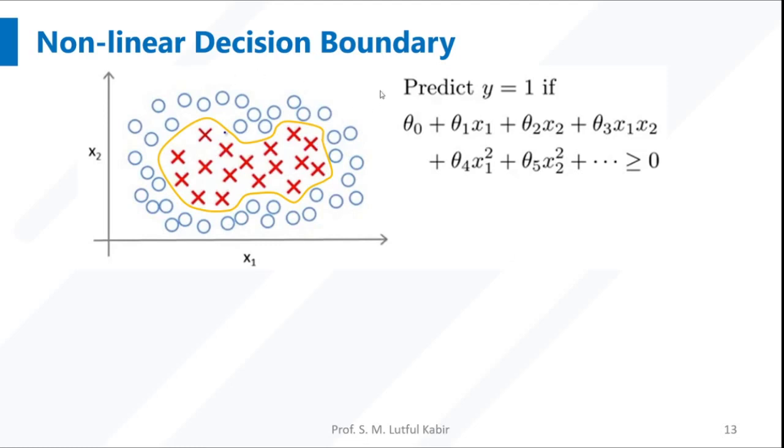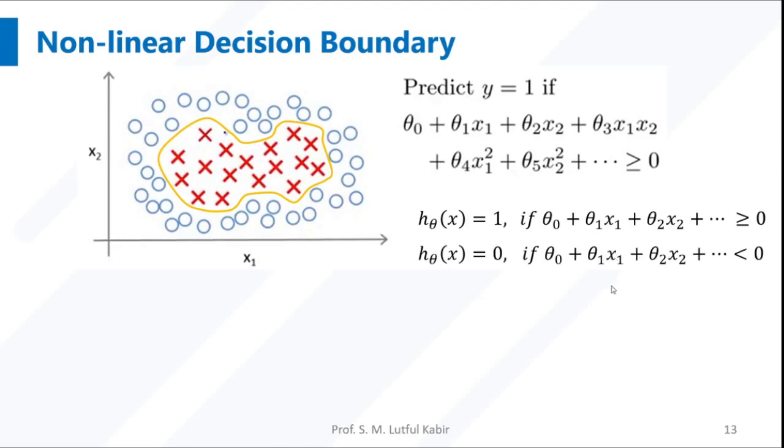So in this case, we will predict y equal to 1 if the hypothesis is greater than or equal to 0, and if the hypothesis value is less than 0, then we predict y equal to 0. This is the statement that we followed earlier. The prediction will be 1 if the right hand side is greater than 0, and the prediction will be 0 if the hypothesis is less than 0.